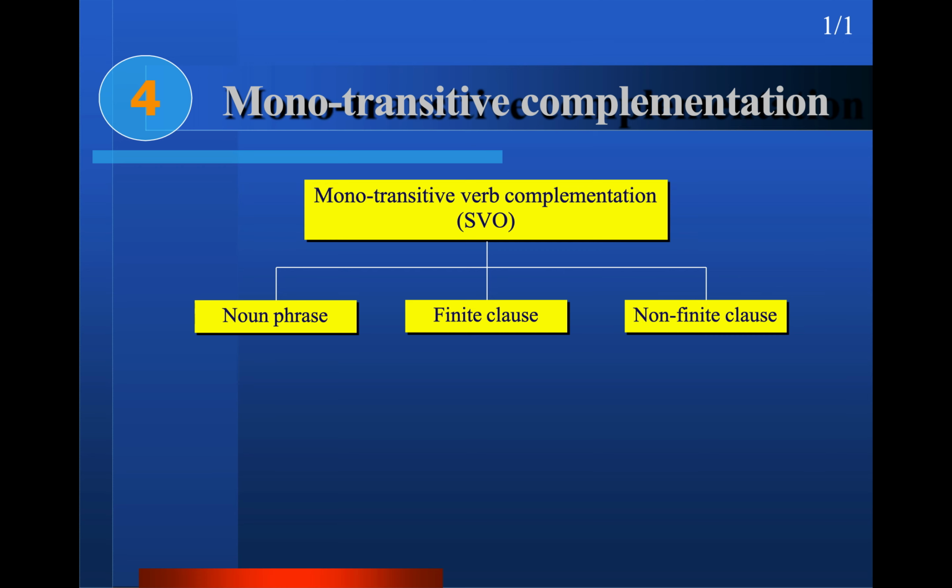How do you know that? You have to check the list of those verbs. Otherwise, you cannot know. So monotransitive verbs, verb complementation, usually whenever we have SVO, we have this kind of structure. So subject, the verb should be a monotransitive verb and it's followed by one object, which is sometimes called direct object or OD. So the direct object should be a noun phrase, a finite clause, or sometimes a non-finite clause.